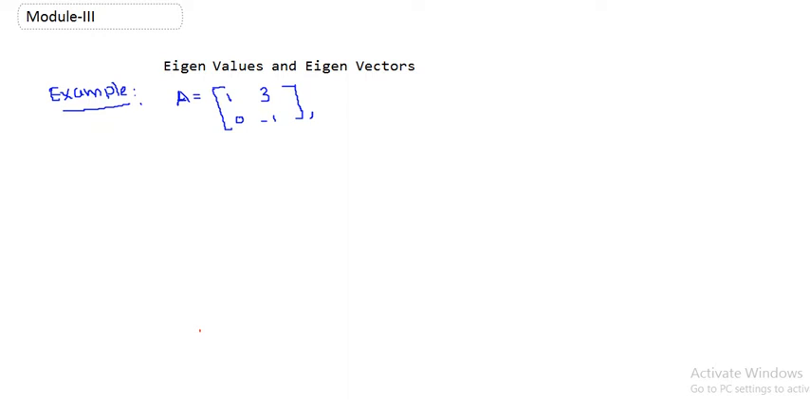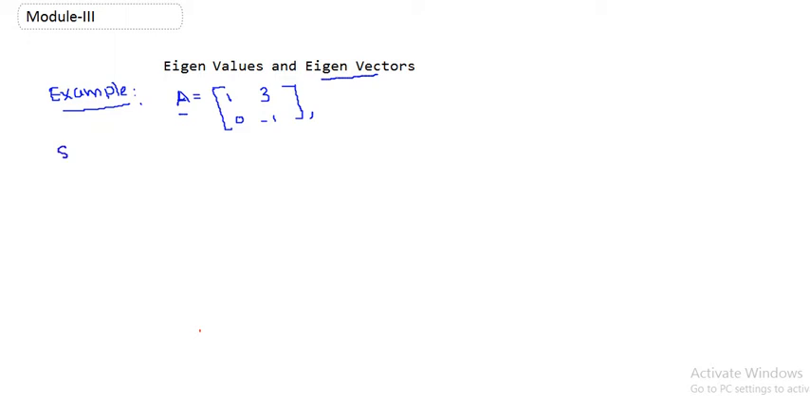So here we have the matrix. Last day we talked about the eigenvalues for this matrix. So here we have the matrix [[1, 3], [0, -1]]. What we are going to do is find the eigenvectors of this matrix A corresponding to the eigenvalues. Here are the steps we have to follow to find the eigenvectors of the matrix A.